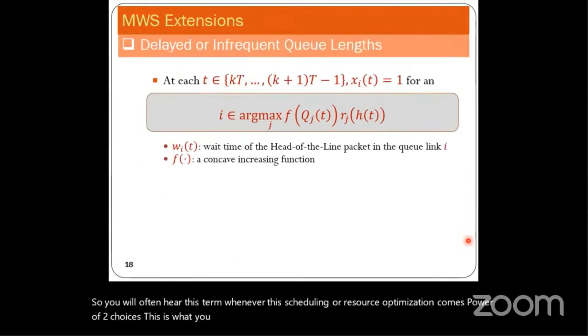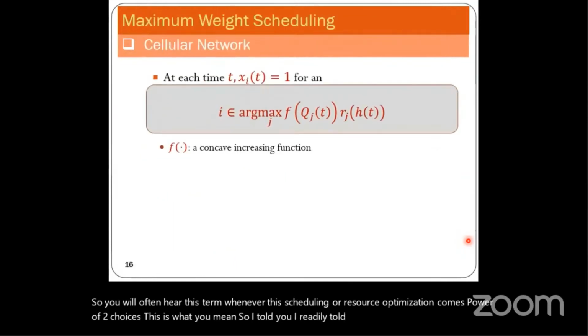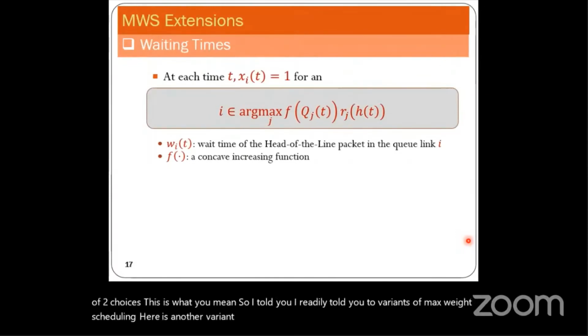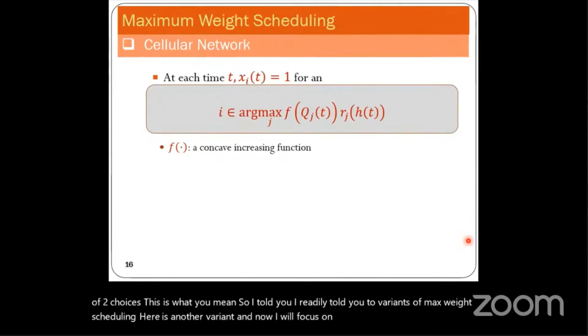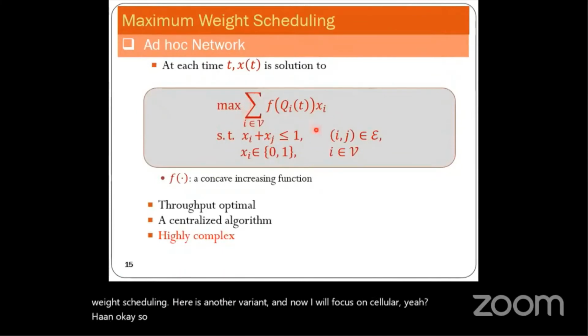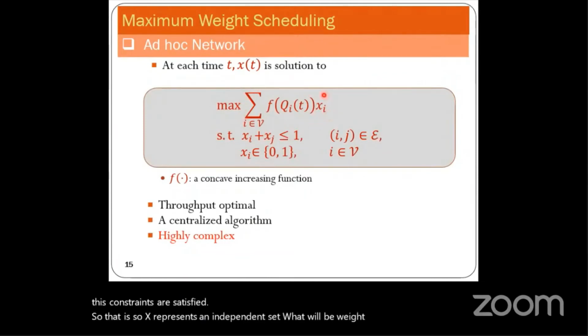So I readily told you two variants of max-weight scheduling. Here is another variant, and now I'll focus on one question. So how do you compute this weight of an independent set? This thing is the weight of independent set I. So I have already picked X such that these constraints are satisfied. So X represents an independent set. What will be the weight of X? This summation: sum over I in V of F Q I T X I.